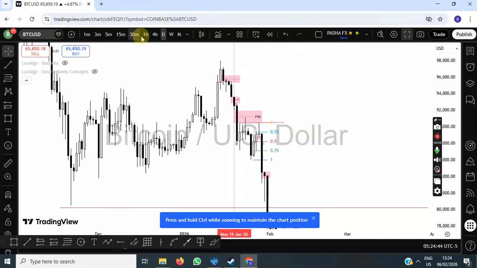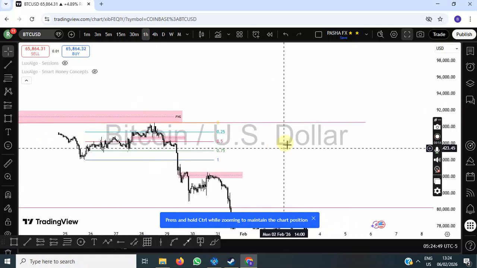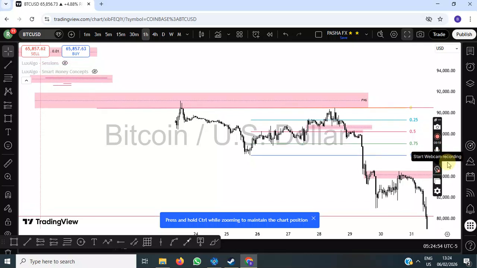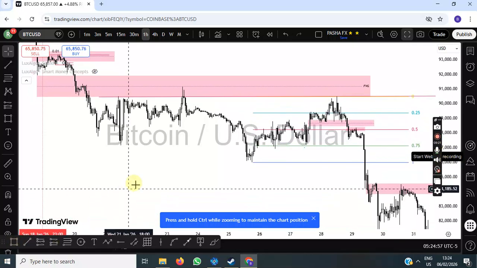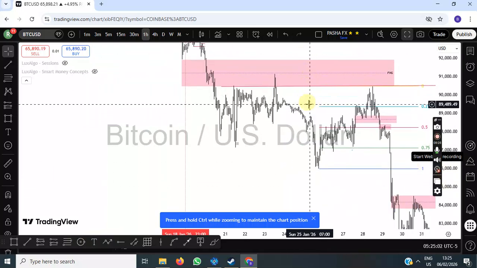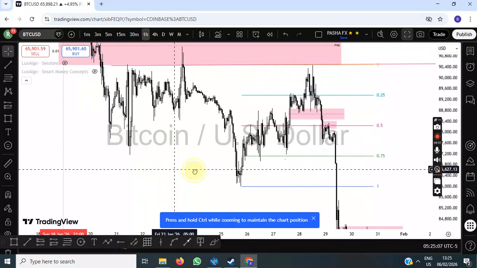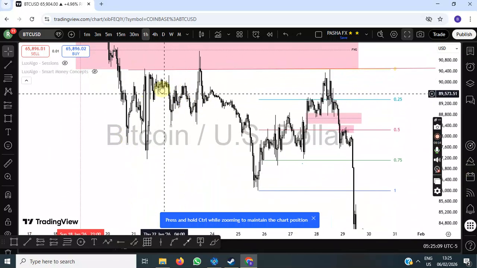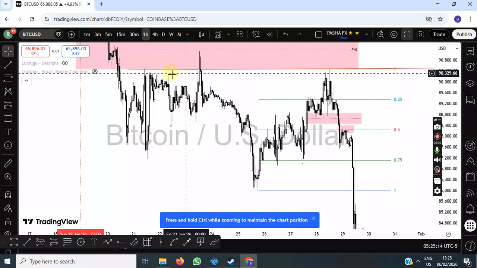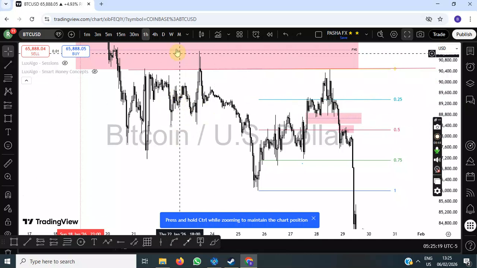Let me show you on the 1 hour, but I did not take my entry. Let me show you why, guys. See this price action? I did not like it. So I did not want my ass to get screwed, guys. So I just waited for something very clear to print out.